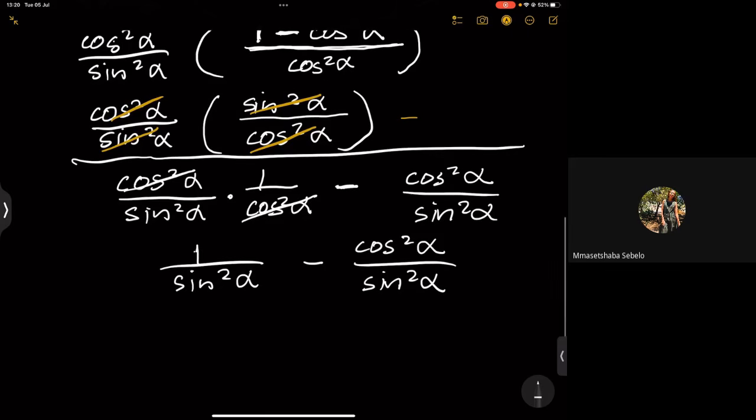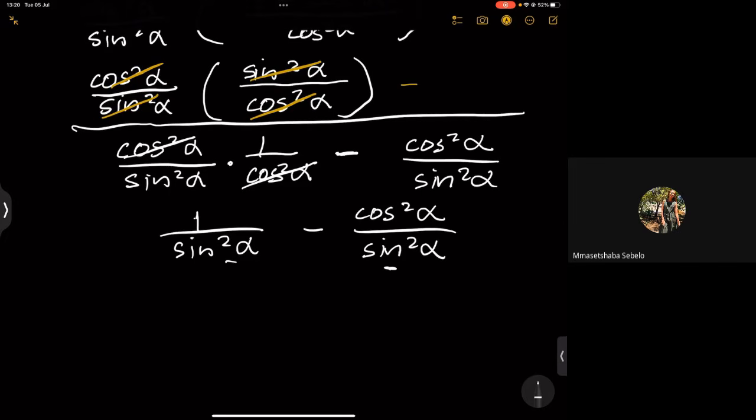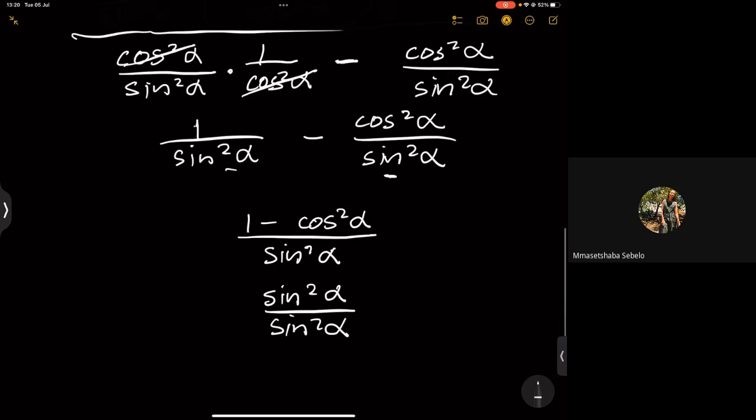Now, if you look at this, my denominators are the same, so I can add the numerators together. I'll have one common denominator, so I'll have 1 minus cos squared of alpha divided by sine squared of alpha. But then, you see we've got a square identity again. So 1 minus cos squared of alpha is sine squared of alpha over sine squared of alpha. And guess what? This would again give us 1.